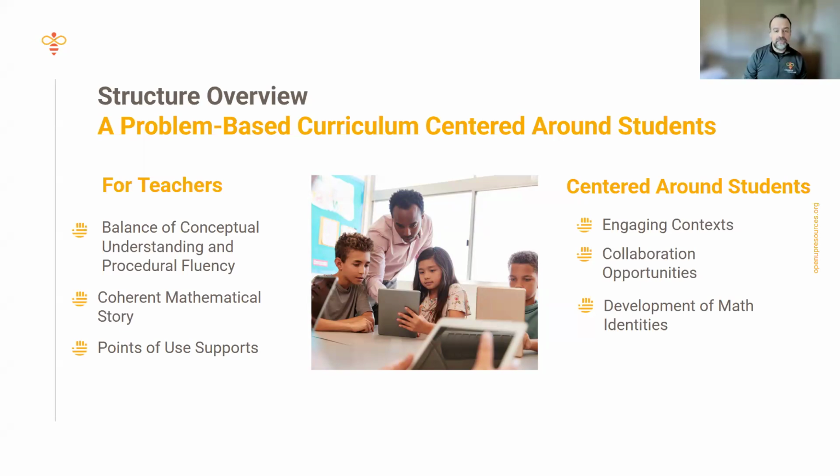For you all, you're going to be delivering a curriculum that has a really good balance of conceptual understanding, or why you're doing what you're doing, and procedural fluency. So your students will be able to develop the ability to do a lot of these problems with fluency, but at the same time understanding why they're doing what they're doing.